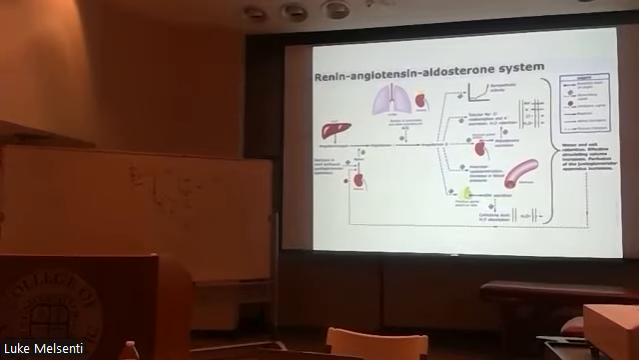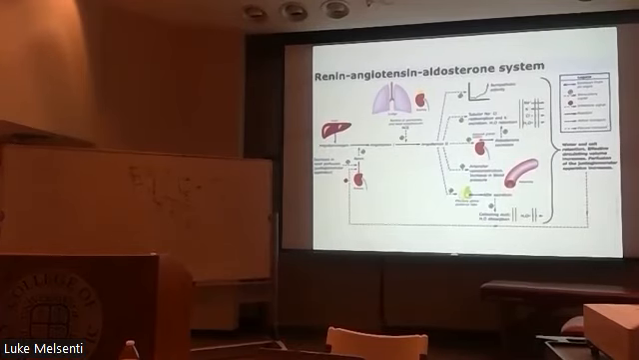What layer in the adrenal gland produces aldosterone? Zona what? Glomerulosa. Glomerulosa, very good. Zona fasciculata is cortisol, and then zona reticularis is androgen. Very good. Great.